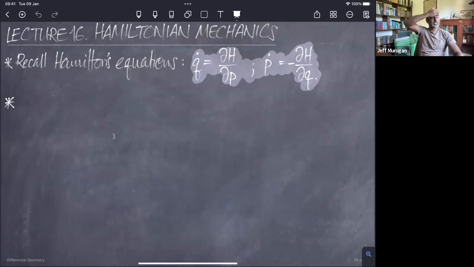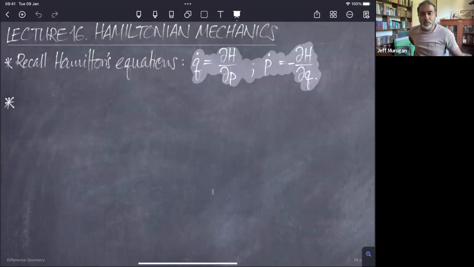And my statement was that this set of first-order equations encoded the same information as the second-order Euler-Lagrange equations, but were sometimes easier to work with, and certainly if you're interested in quantum mechanics. Typically, quantum systems are easier to specify in terms of the Hamiltonian and the Hamiltonian evolution than the Lagrangian of the system.